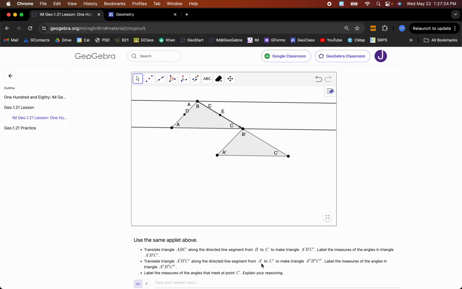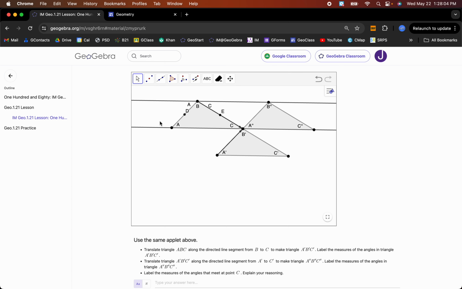Then it says, translate triangle A prime, B prime, C prime along directed line segment from, now this should say from A prime to C, not A prime to C prime. Okay, so I'm going to translate by vector, translate this from A prime up to point C, which is right here. And now we've got this. Okay, and once again, I'm going to move these letters so that they're on the inside of this triangle. This is the corner with A prime. This is the corner with B double prime, excuse me, and C double prime over there.